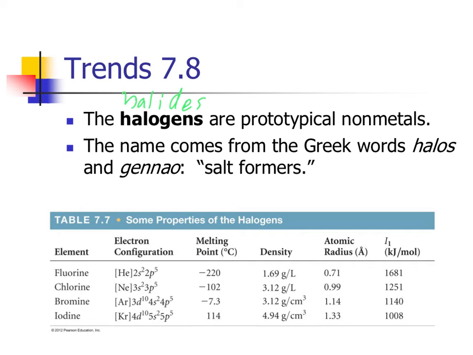So as you go down, their reactivity decreases, and what they look like also changes. Remember, all of the group 7s are also diatomic, meaning when we see them in their natural form, we see them as a pair. So when we see them in nature, we see them as a pair. Meaning two, not the fruit.